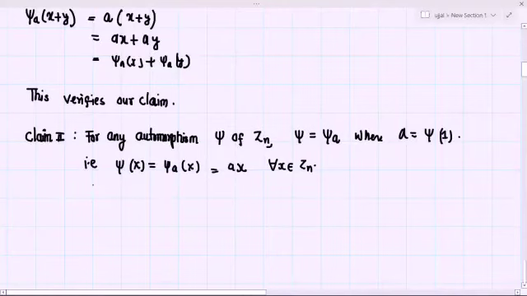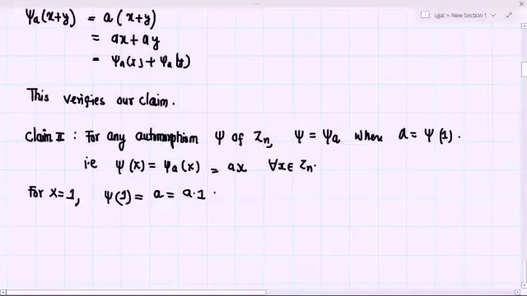For this, I use the principle of mathematical induction. So for x equals 1, we have psi of 1. But what is psi 1? Psi 1 is A. So A I can write as A times 1, which is the same as psi A of 1. Clear? So for x equals 1, we have verified our claim. For x equals 1, we have proved that psi 1 equals psi A of 1.